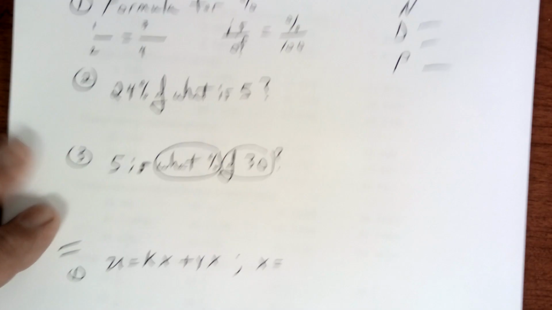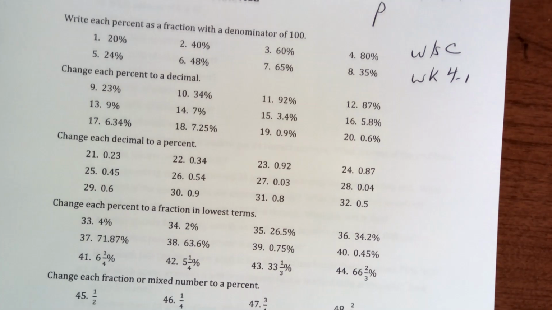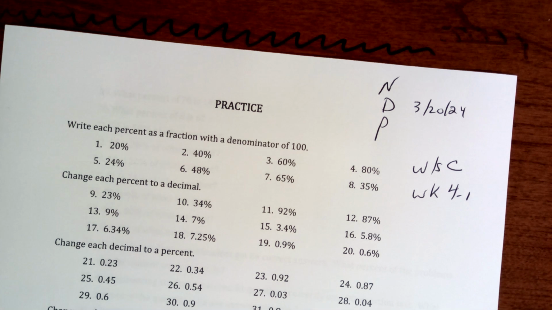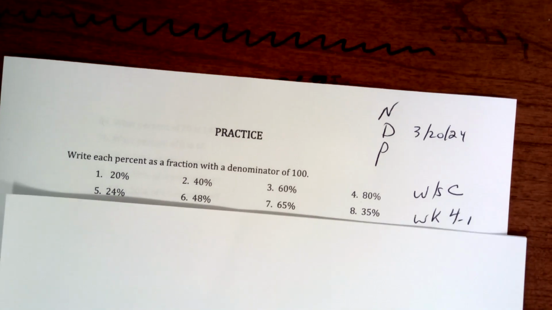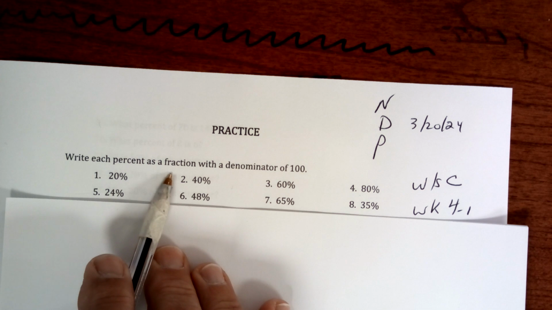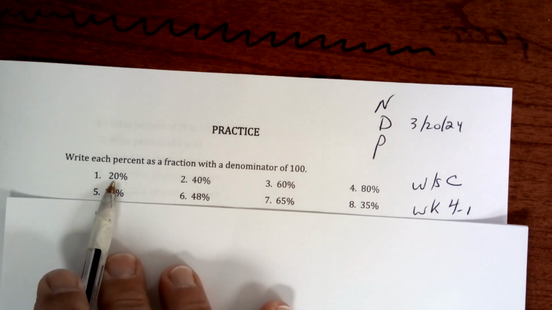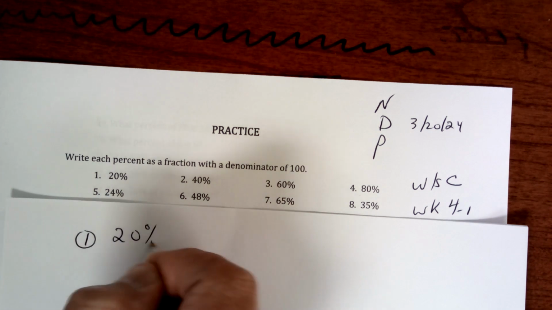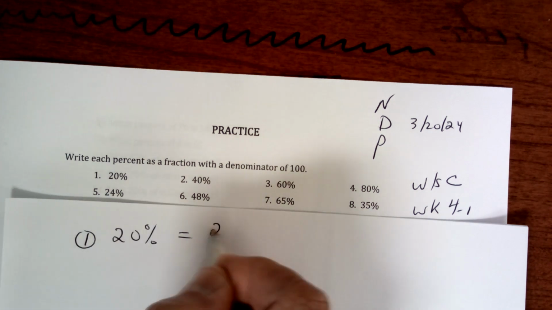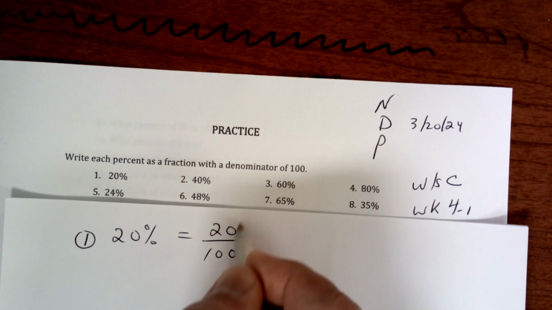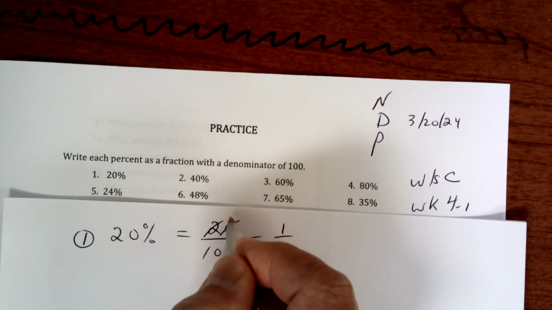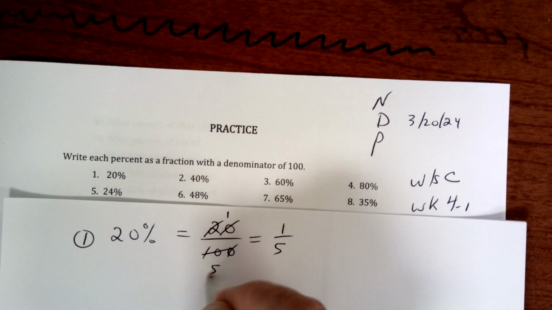Today you have a worksheet which looks like this. Now, to work some of these, you need to pay attention. All right? It says write each as a fraction. Remember, percentage is out of 100. So for number 1, 20%, you're going to say 20 out of 100. You're going to reduce that and get 1/5. 2 goes into 2 once, 2 goes into 10 5 times.